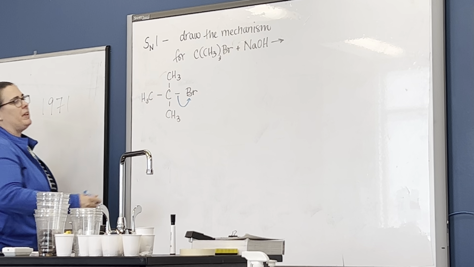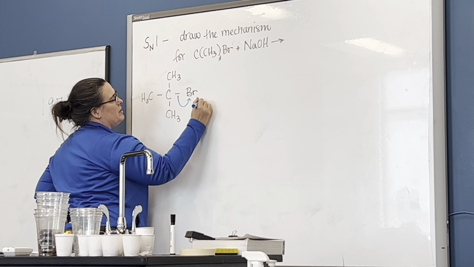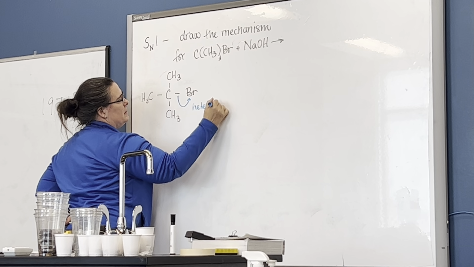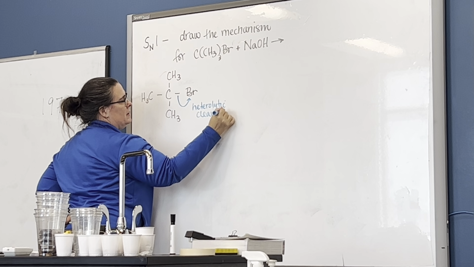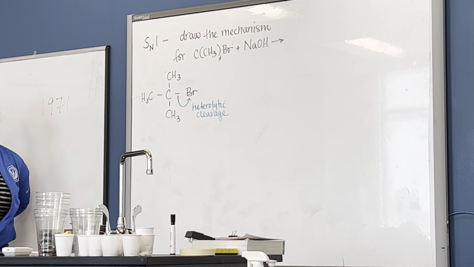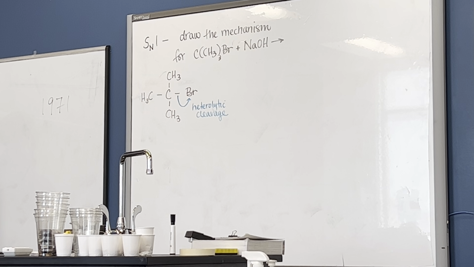And this is an example of heterolytic cleavage. DT and I were sharing a bond, but she's now going to take both of the electrons. I'm going to get none. So it's different. She took 2, I took 0. Heterolytic, different breaking.